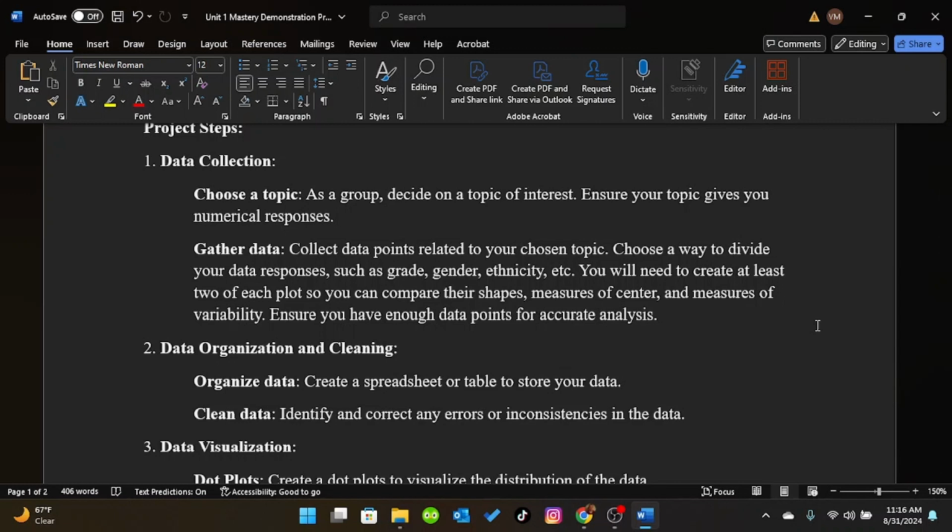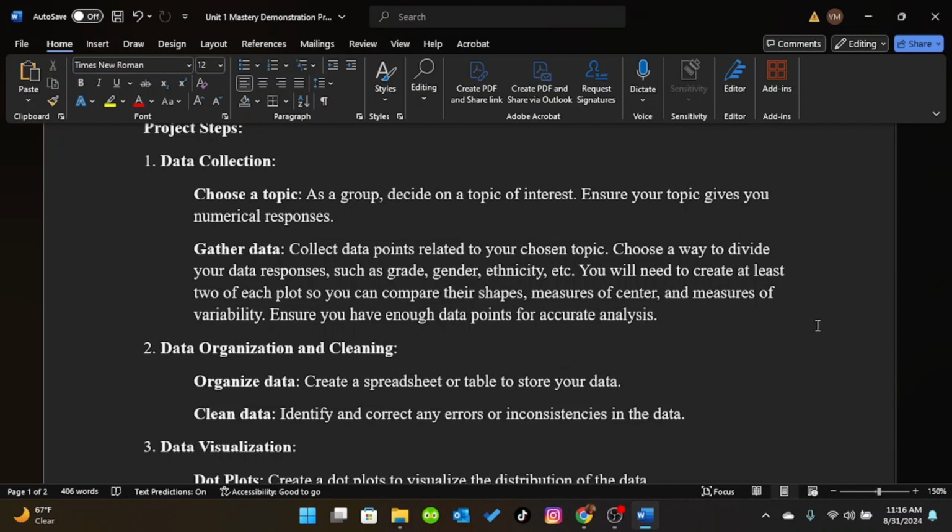That means whatever question you ask, the responses that you receive should be number responses, not categories. So you don't want to do something like, what is your favorite singer? Because people are going to give you names. You need to make sure that whatever question you ask, they are going to respond to you with a number.